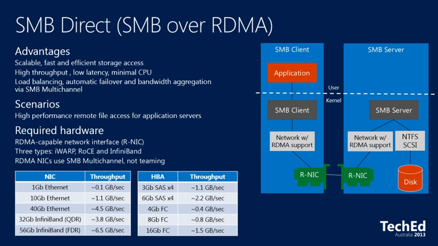And here's a rough estimation of the performance compared to the equivalent SAS HBAs or Fibre Channel, where we can go as high as 6.5 gigabytes per second, which is a lot faster, even though it's less expensive.